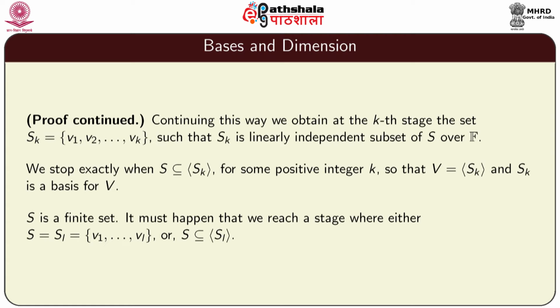Now, we know that S is a finite set. Therefore, it must happen that we reach a stage where either S is exactly equal to some SL. Remember, SL is that linearly independent subset of S obtained at the Lth stage, or we must have that S is contained in the span of SL.